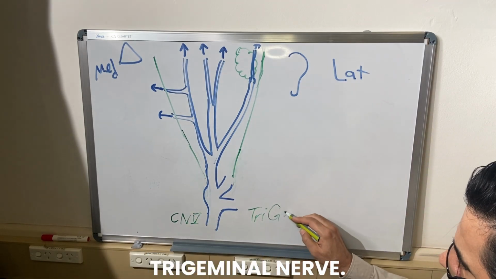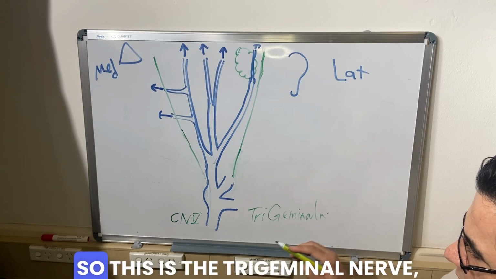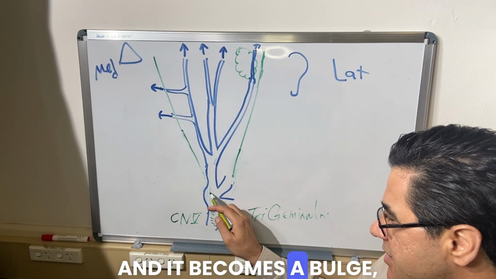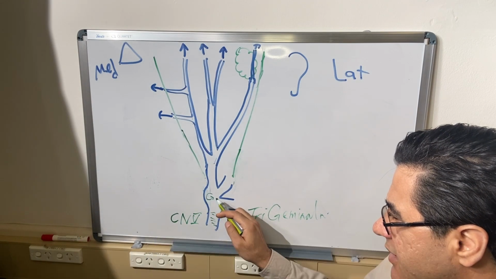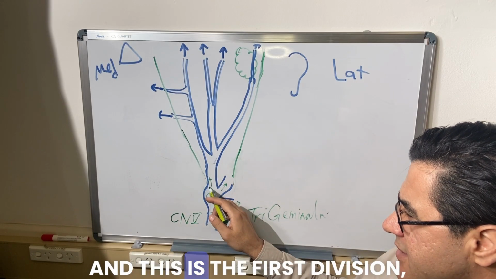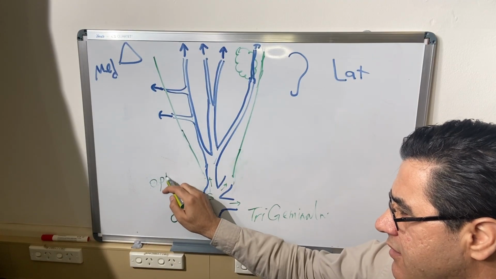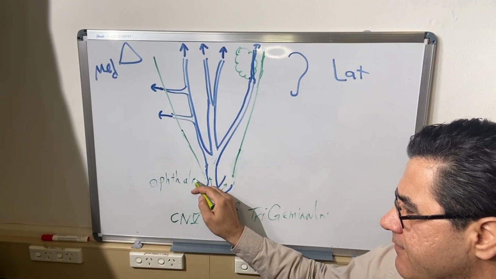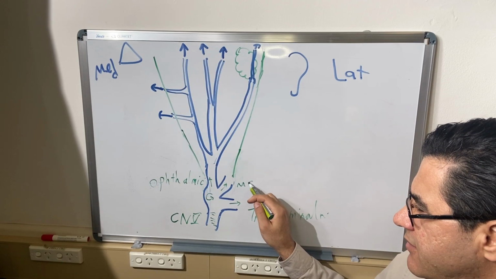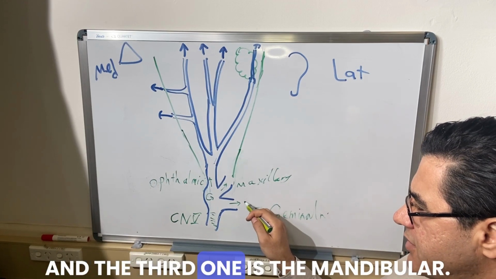Trigeminal nerve. So this is the trigeminal nerve and it becomes a bulge. It's called the trigeminal ganglion, and then it gives 3 branches as you see here. And this is the first division. It is known as the ophthalmic. The second one is called the maxillary. And the third one is the mandibular.